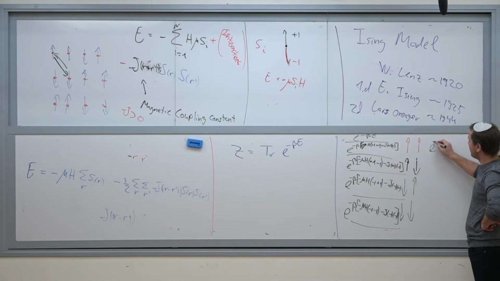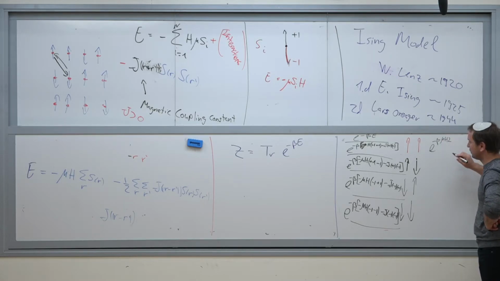So this factor for this state is e to the power minus beta mu h multiplied by 2, and minus beta, plus, I'm sorry, plus and plus beta j.